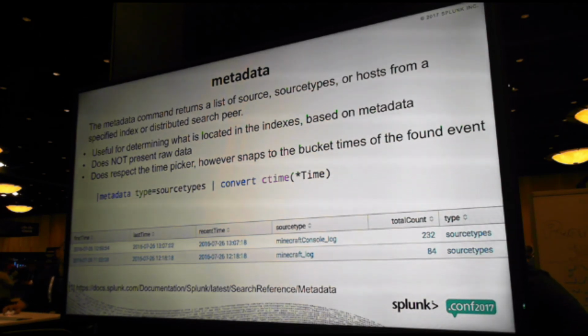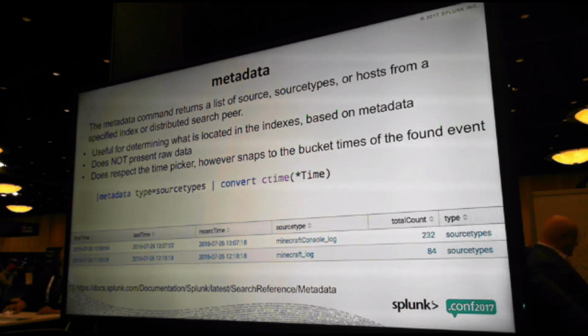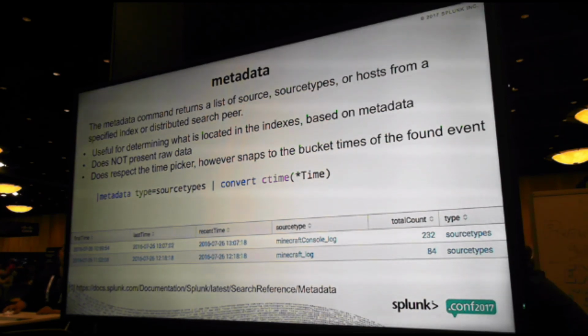And again, it does not present raw data, but you can see the first time, last time, the source type in this case, and how many of each. So you can do counts and see how many events are in each kind, and maybe if you're indexing properly. The recent time is important here: recent time is index time. Last time is the actual configured timestamp that was extracted. So you could have future events in last time, and that's a good way to check right here.